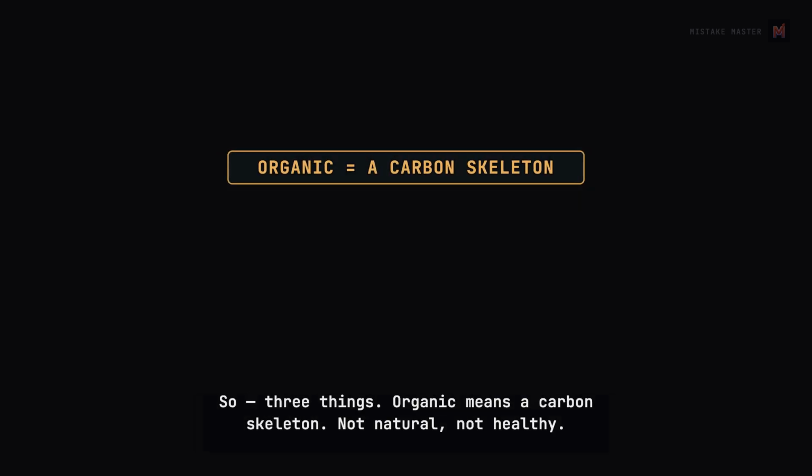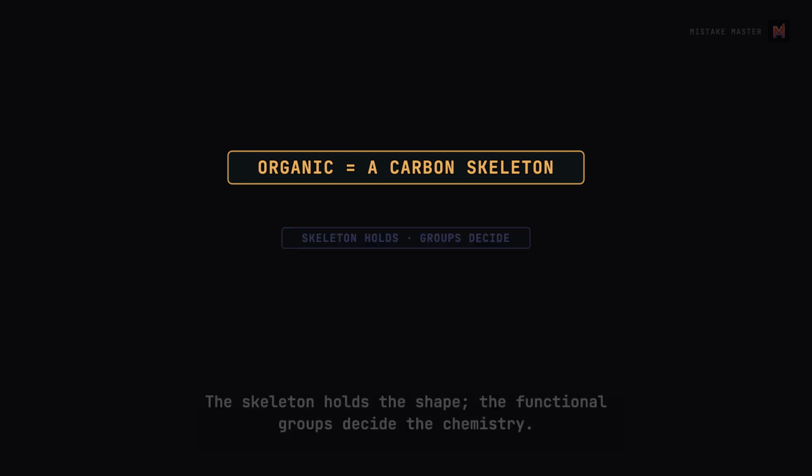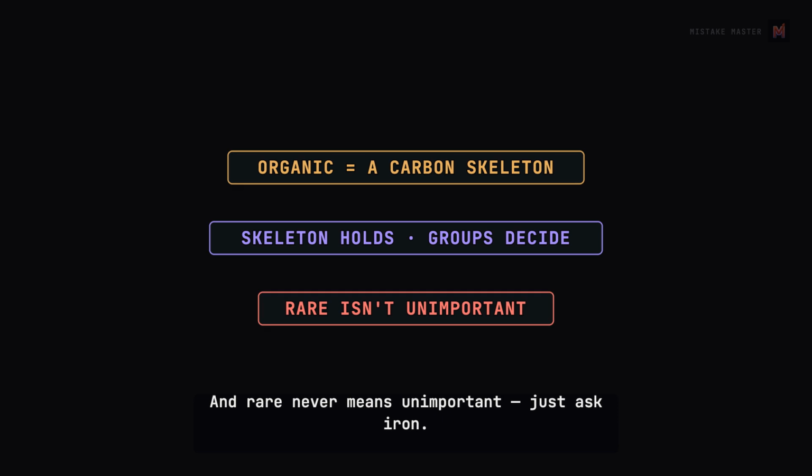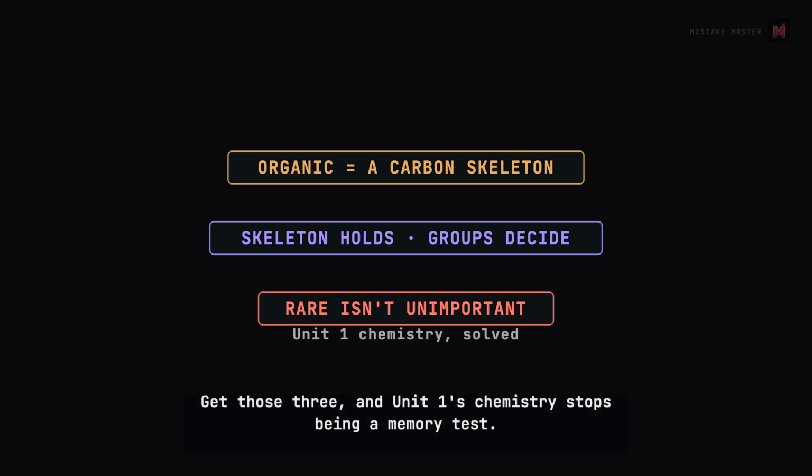So, 3 things. Organic means a carbon skeleton. Not natural, not healthy. The skeleton holds the shape. The functional groups decide the chemistry. And rare never means unimportant. Just ask iron. Get those 3, and Unit 1's chemistry stops being a memory test.